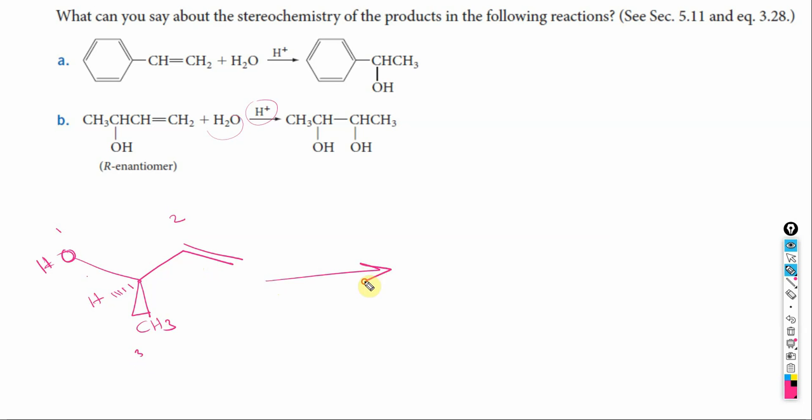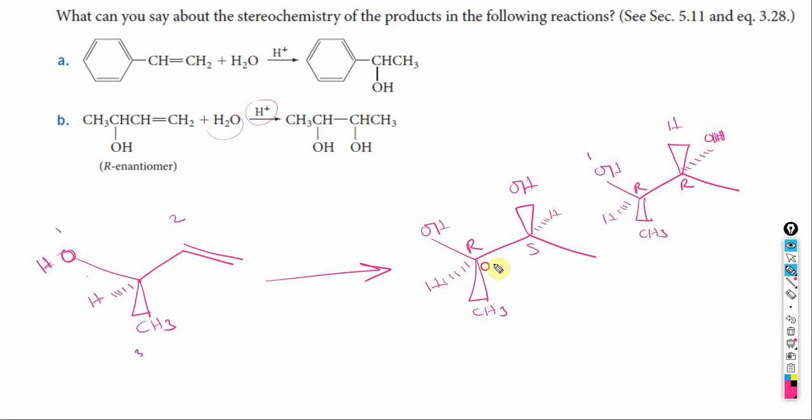And if this molecule reacts, then you can get on that carbon both R and S chiralities. So you'll get a product which is going to be either an RS molecule or an RR molecule.